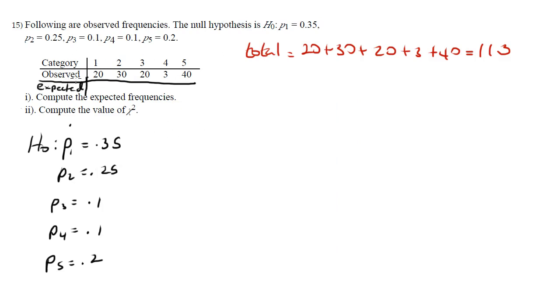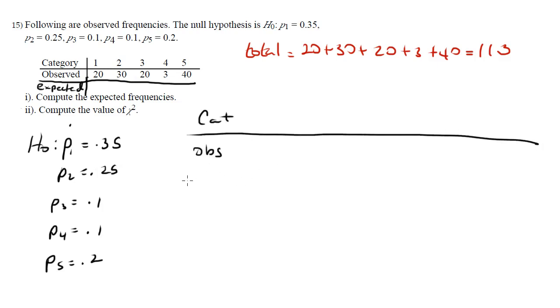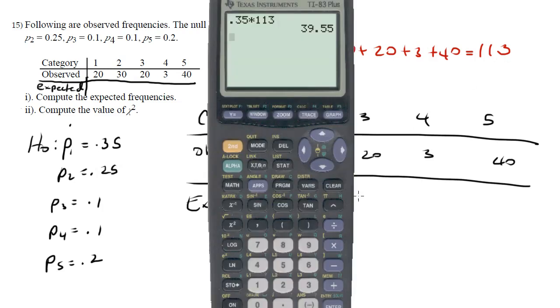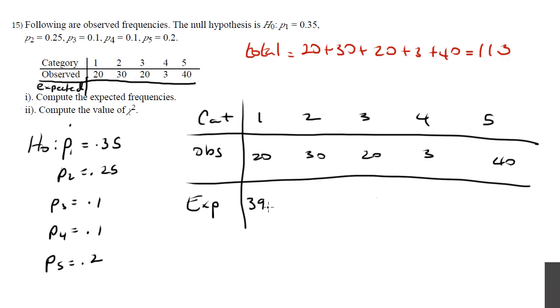So the expected value for category 1, I'm going to rewrite this because I need more space. Category, observed, expected. So 1, 2, 3, 4, 5. Category 1 observed is 20, 30, 20, 3 and 40. Now, 35% of 113, we calculated that, and we got 39.55. That's what we expect from category 1.